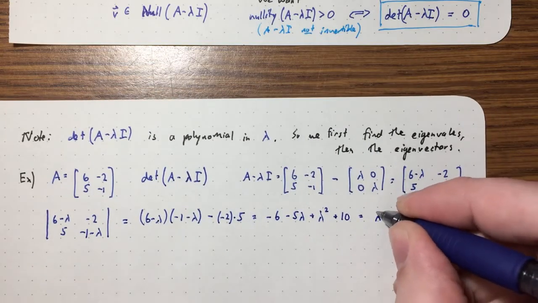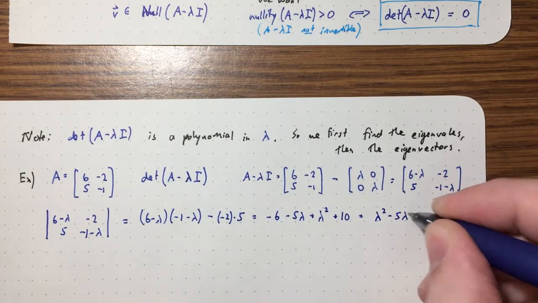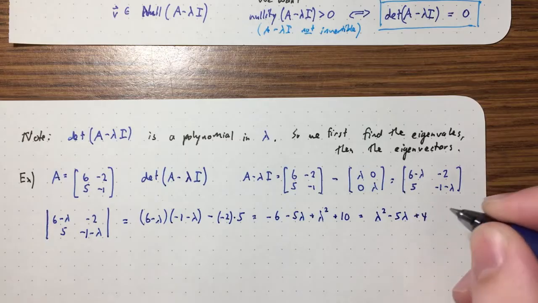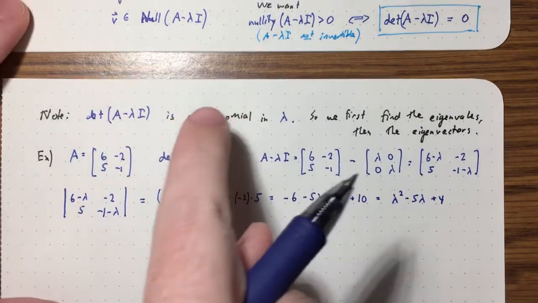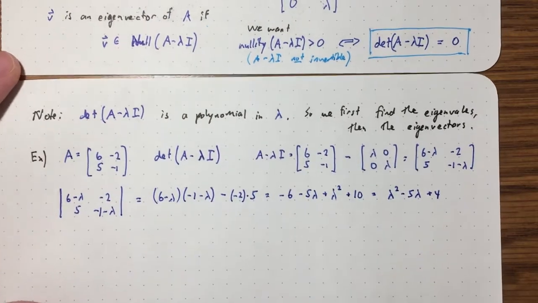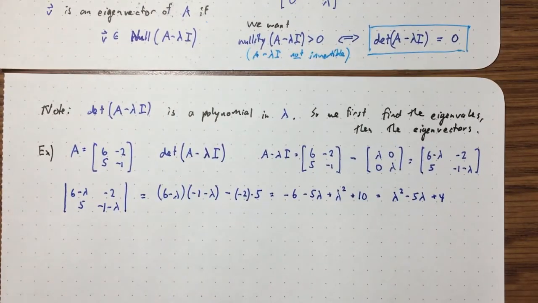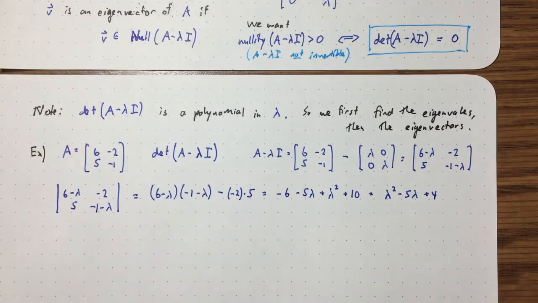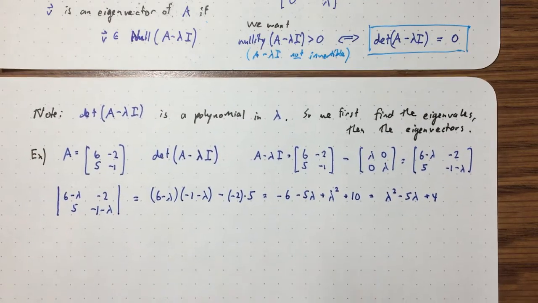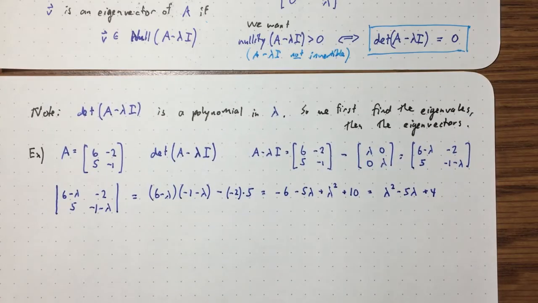So what I get is lambda squared minus 5 lambda plus 4. That's what I meant when I said this is a polynomial in lambda. So we get a quadratic polynomial in this case, and it turns out the degree of that polynomial is always going to be the dimension of the matrix. So a 2 by 2 matrix, we get a quadratic polynomial.